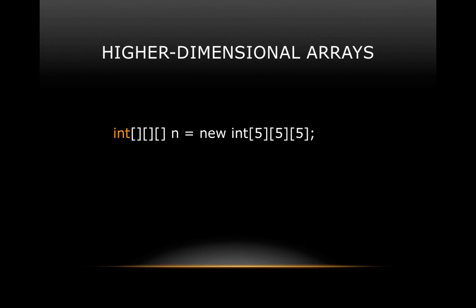Int is the type of the array. The square brackets indicate that it's a three-dimensional array. n is the name of the array. We're declaring a new array, and we're declaring here that each dimension is of size 5.